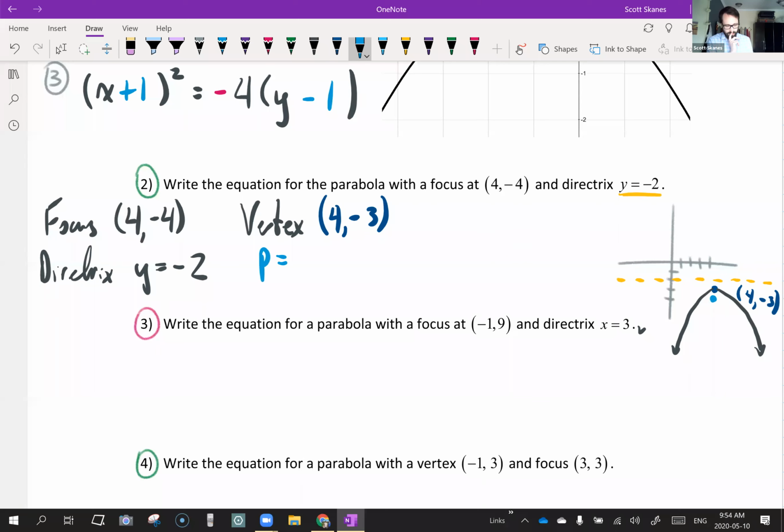Maybe we can write the formula already because we know what the p-value is. P-value is -1. 1 because we know the distance here is p equals 1, and negative because it opens downwards. So -1. Now we have enough to write the equation.